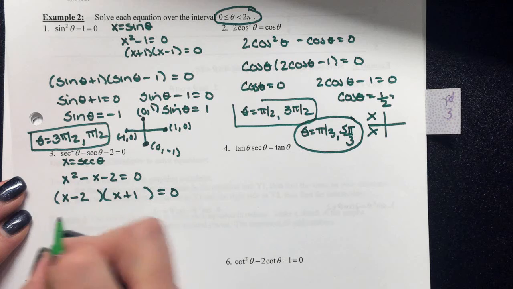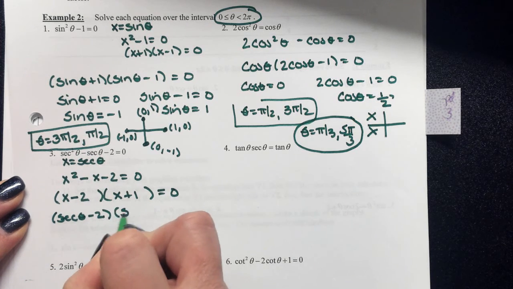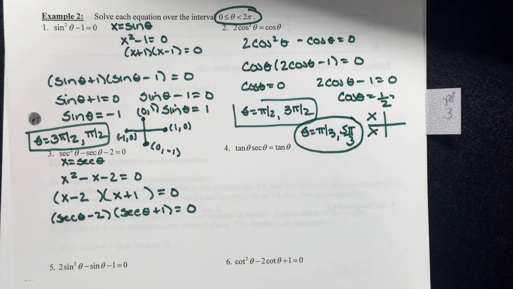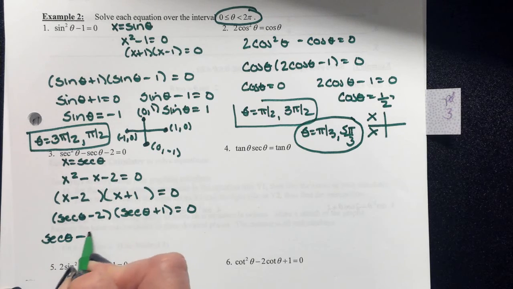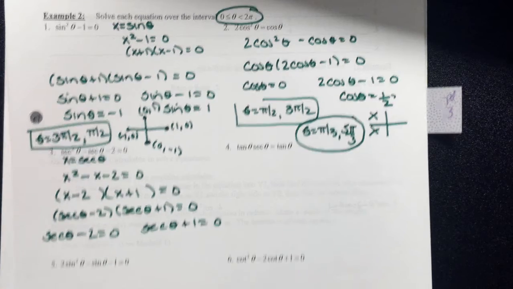So now you can bring your secant back in. So I have secant theta minus 2, secant theta plus 1 equals 0. So now what do I do with each factor? I take each factor and set it equal to 0. So secant theta minus 2 equals 0. Secant theta plus 1 equals 0.